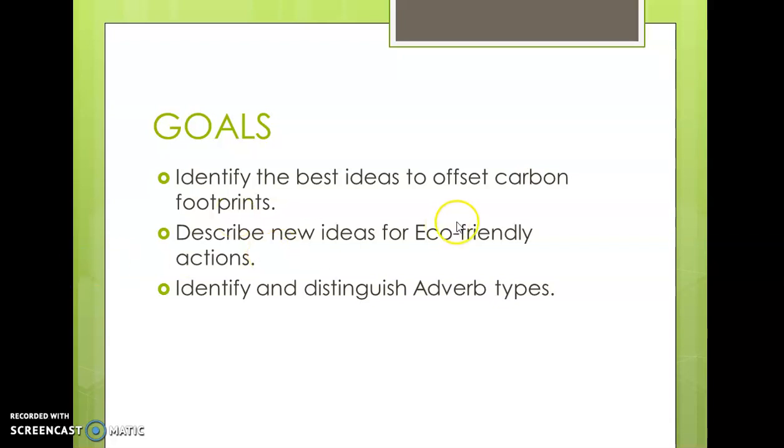Describe new ideas for eco-friendly actions. The idea is that you continue working with the activity that I'm going to send you by Saber System. It is going to be about adding new ideas for describing simple actions to conserve, to take care of our environment. Finally, identify and distinguish adverb types. As I told you before, this is going to be about vocabulary and reinforcing English language skills, okay? We are going to see types of adverbs like manner, time, place, and even frequency, okay?